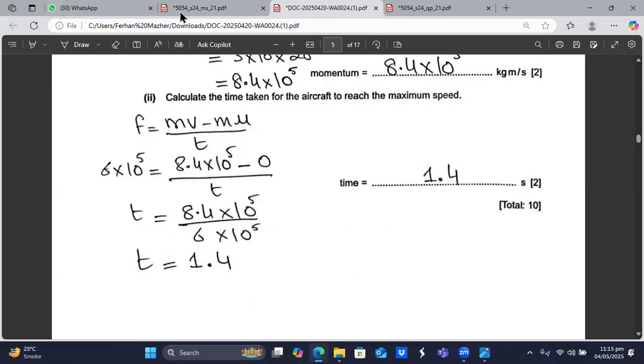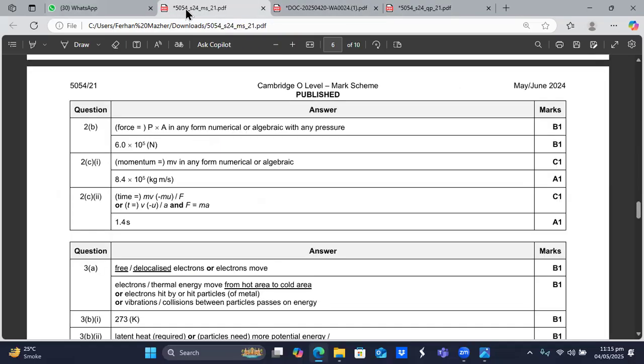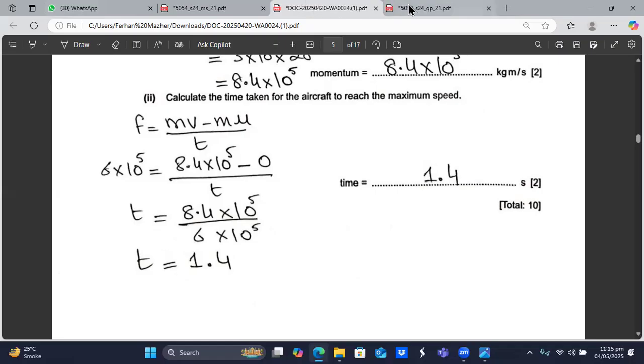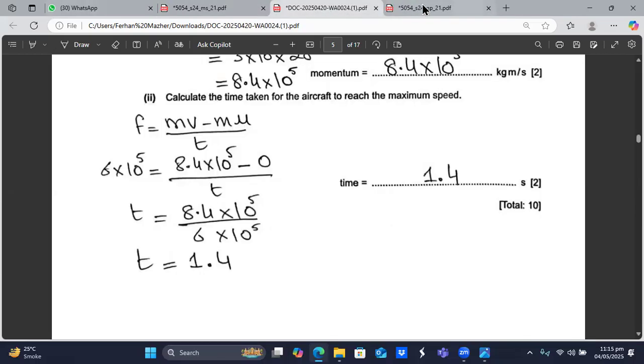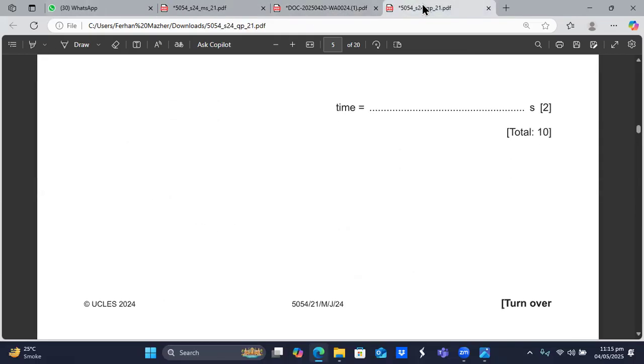So remember, never forget this formula. The change in the momentum divided by time is equal to the resultant force. 1.4 seconds, they say. Our answer is also 1.4 seconds. So it's a perfect answer, sir. You can take your time with the marking scheme if you want more time. This is how we have done this. So we are done with the question number 2.